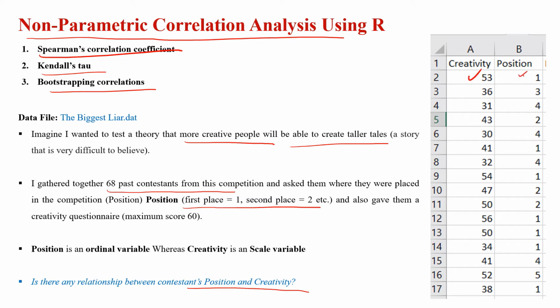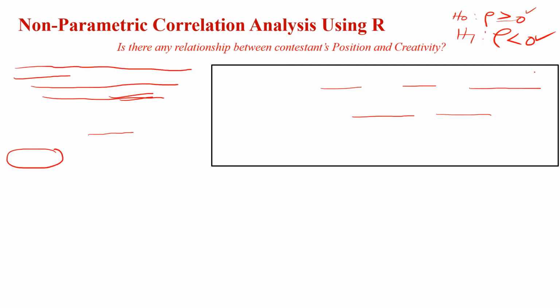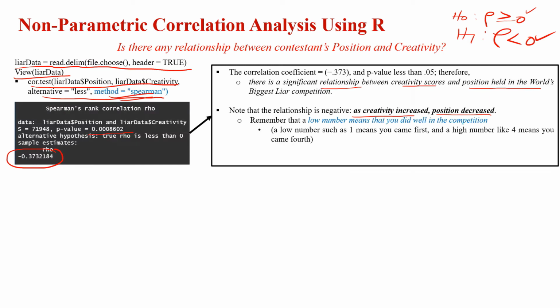Higher position means 1, so that's why we are saying in terms of numbers it is decreasing. So the interpretation will be: as the creativity increases, position is decreasing from 4 to 3, 3 to 2, 2 to 1. Okay, so which means we can say that as the creativity increases, so does the success in the competition.